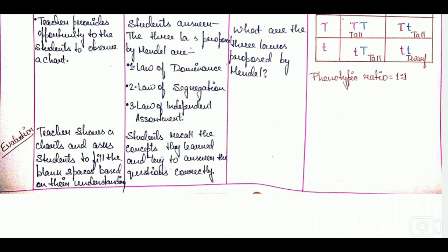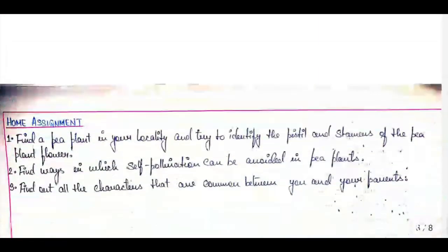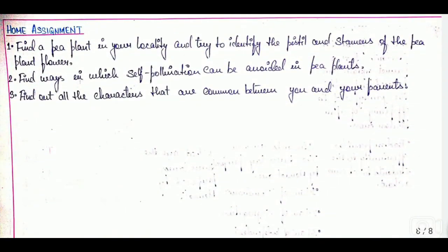And here we have evaluation. That is done at the end of the class to evaluate students' understanding. And finally comes our home assignment.